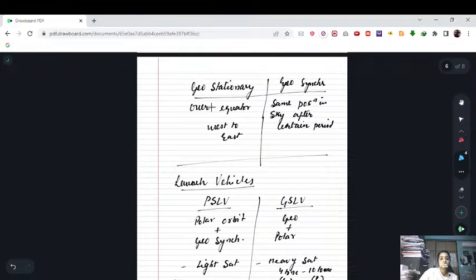Now we will see the difference between geostationary and geosynchronous. Geostationary means that the satellite is placed above the equator of the earth and moves west to east. That means it stays at the same point for a viewer on earth. And geosynchronous means that the satellite is moving along with earth's rotation speed. This does not mean that it is over the equator, while here the satellite will be over the equator.